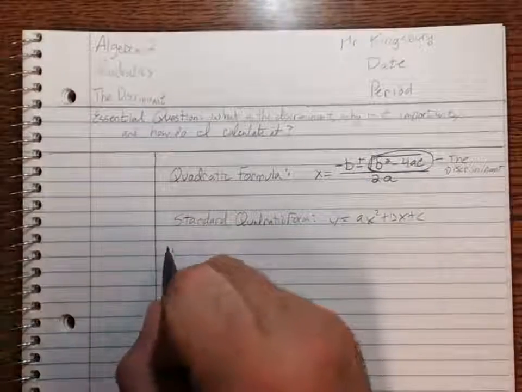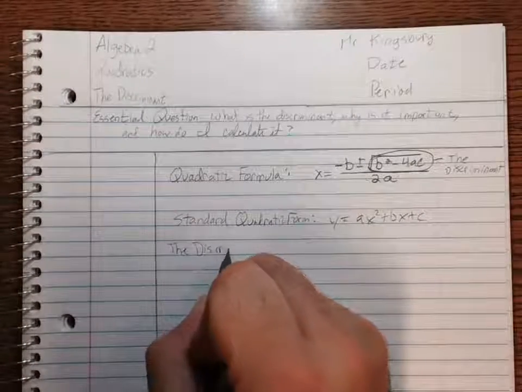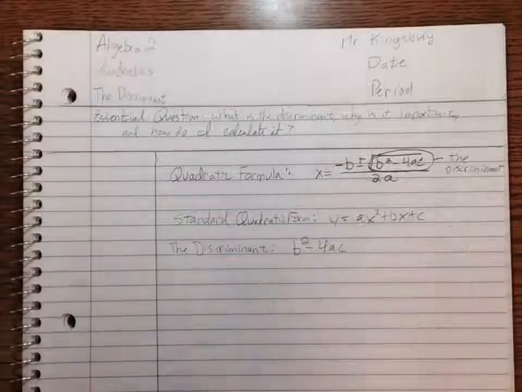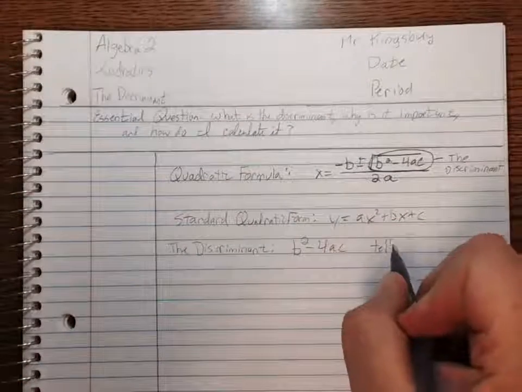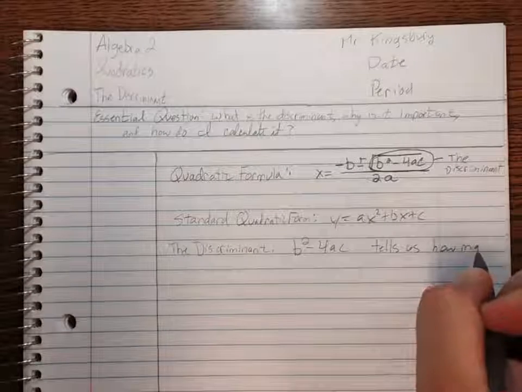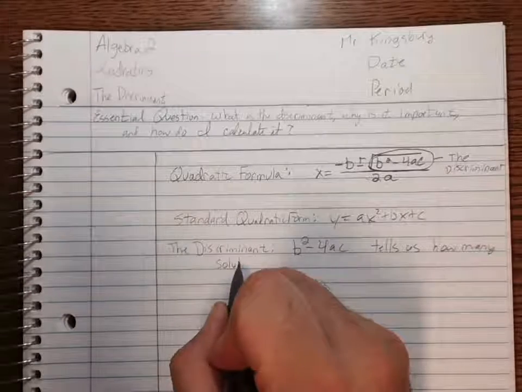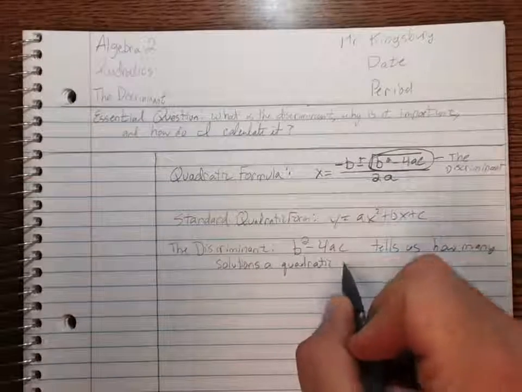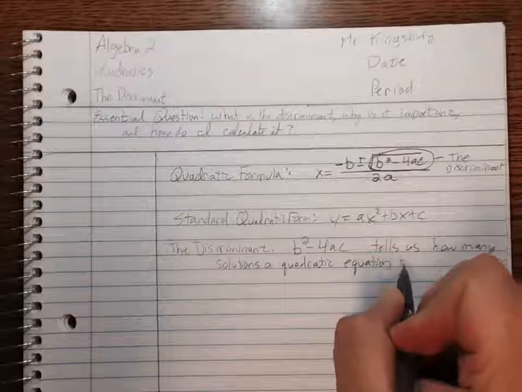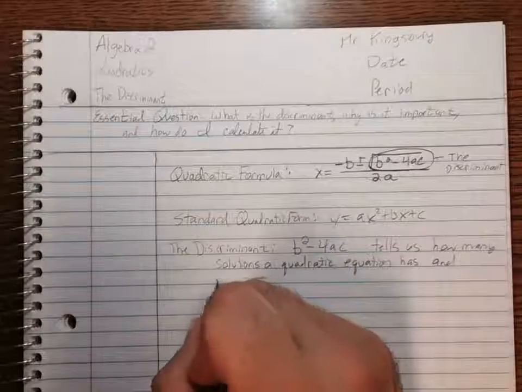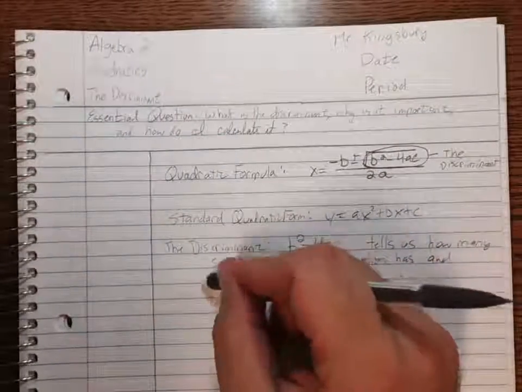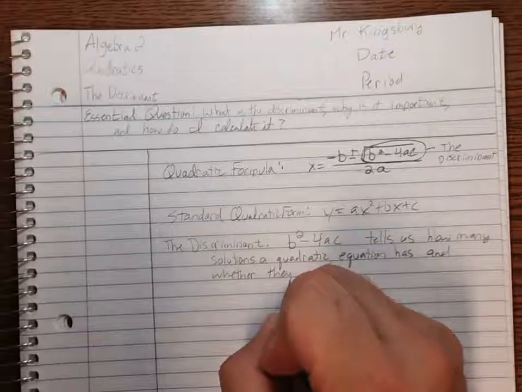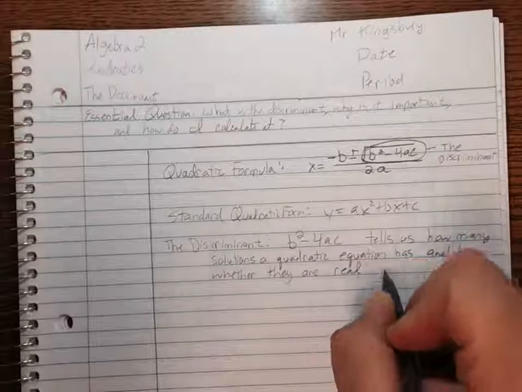In fact, let's write this down. The discriminant. I'm going to go ahead and write it. It is b squared minus 4ac. What does it do? It tells us how many solutions a quadratic equation has, and whether they are real or complex.